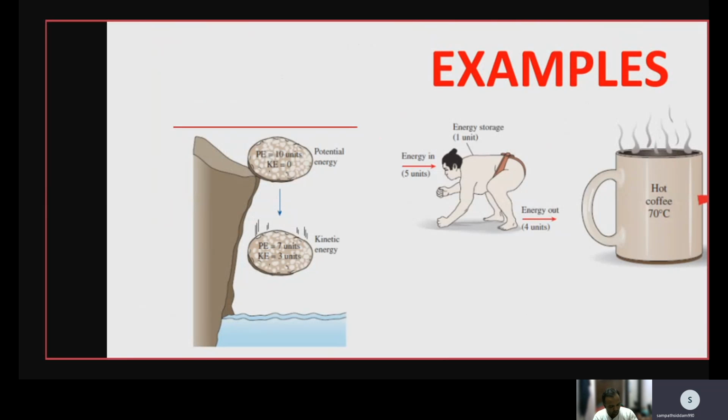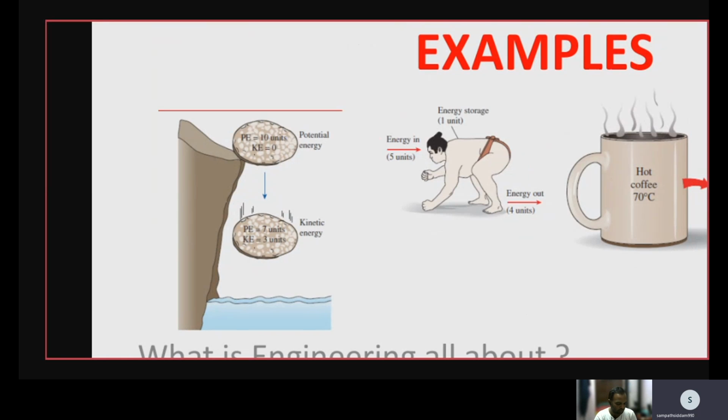When you allow the rock to come down, the kinetic energy, which was zero, is gained from the potential energy. The potential energy becomes 7 and the kinetic energy becomes 3, which balances the energy. This is your conservation of energy principle.